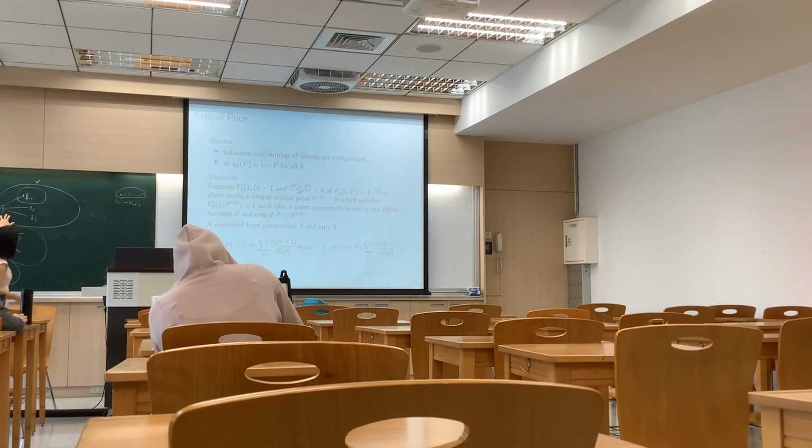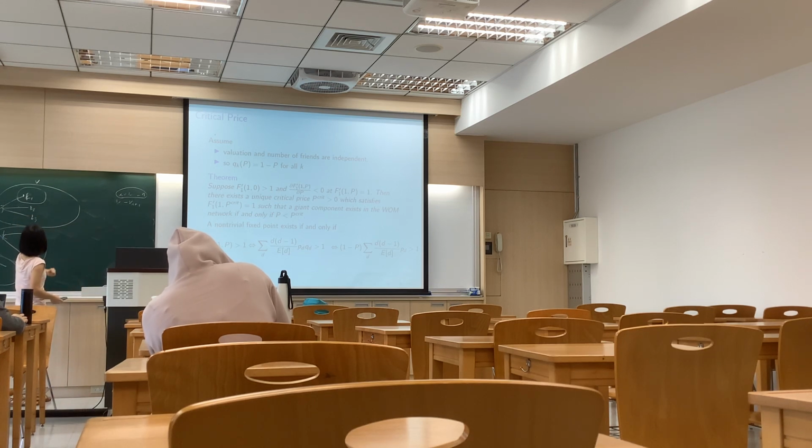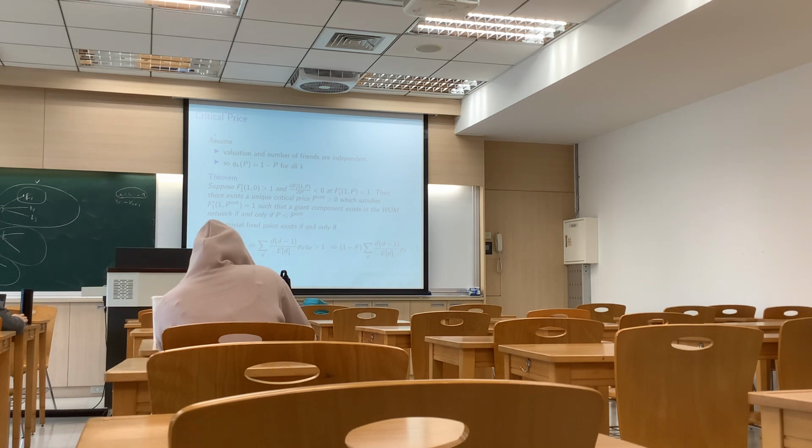If price is above this level, then there's no giant component. You can only find finitely many people by following these links. And then you can actually calculate: you would have the expected value of D squared minus the expected value of D. You have kind of seen this already.